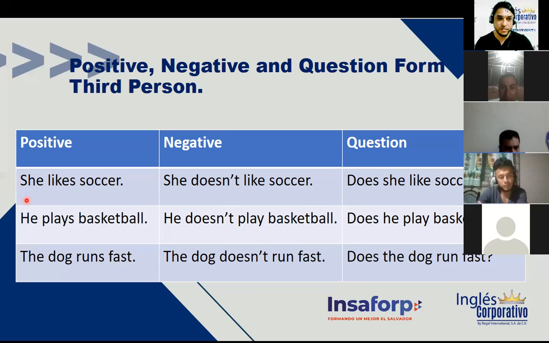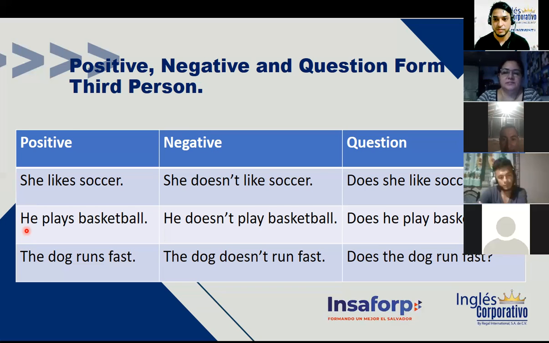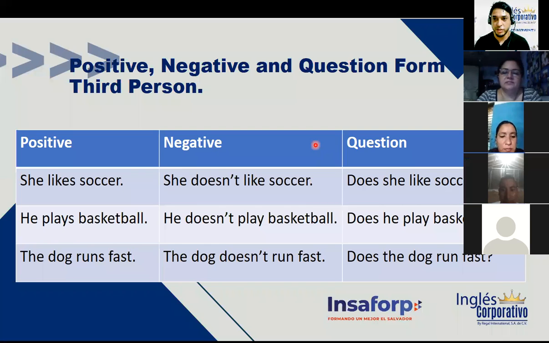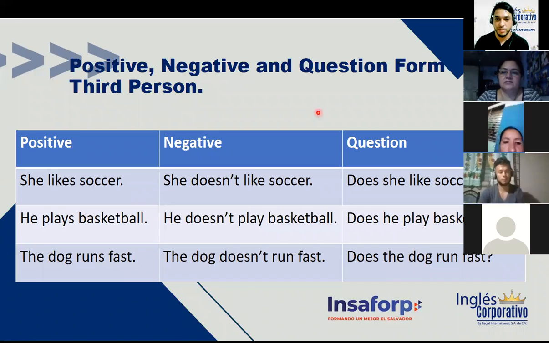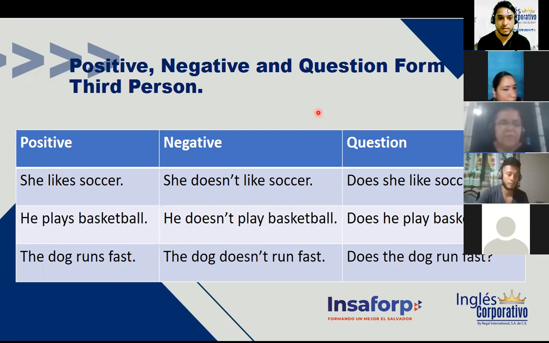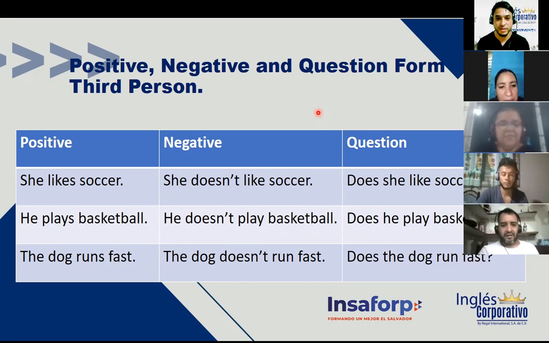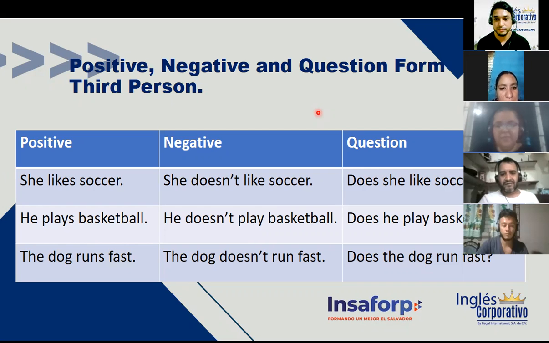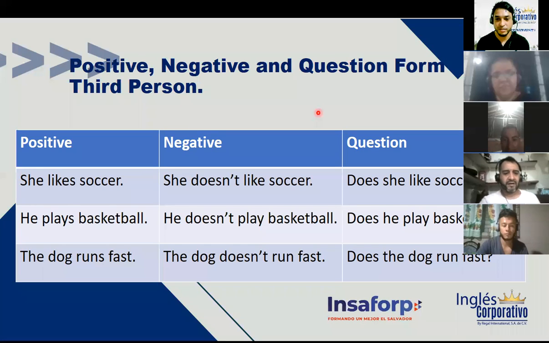We change she for he. He plays. She plays basketball. Okay, continue, somebody. He doesn't play basketball. For the question: does he play basketball? Okay, very good. And the last one. The dog runs fast. The dog doesn't run fast. Does the dog run fast? Okay.